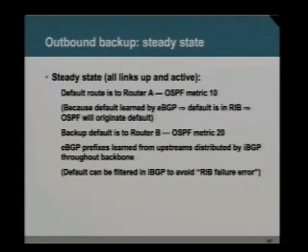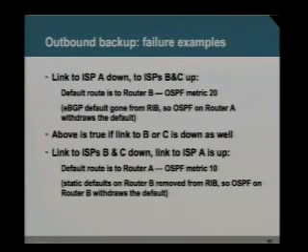Okay. So the steady state, all links up and active. Router A is the default route because that's OSPF metric 10. Backup default is router B, OSPF metric 20, going through ISP B. For sake of time, I'll just whistle on quickly. If the link to ISP A goes down, B and C is still up. Default route is to router B. Upstream is router B. Above is also true if B or C is down as well. Link to ISPs B and C down, so both of them down. Link to ISP A is up. That's the default route. The static default disappears from router B, so OSPF on router B withdraws the default.